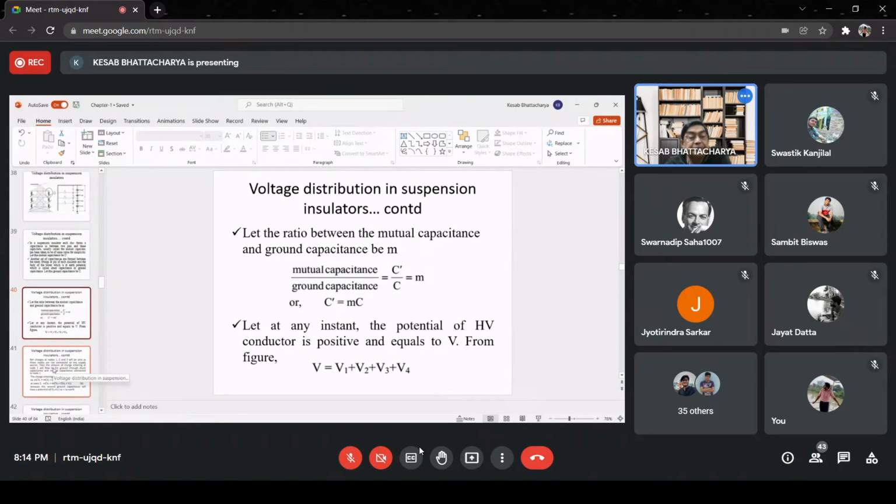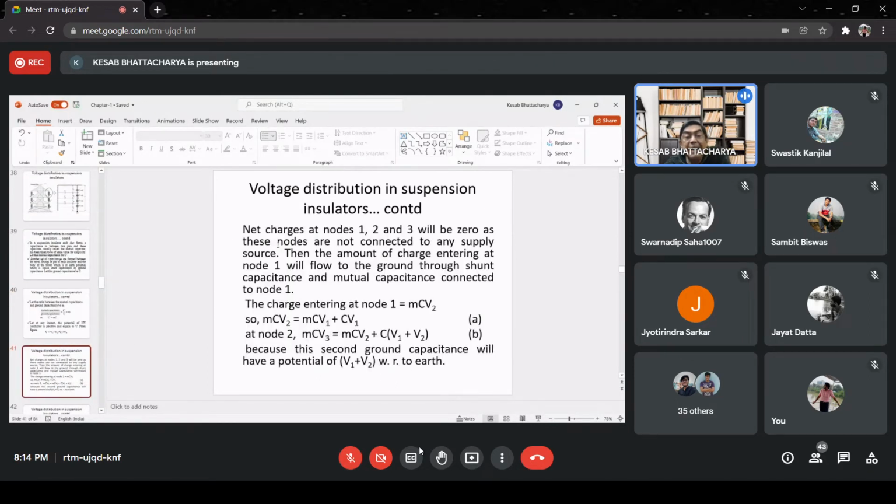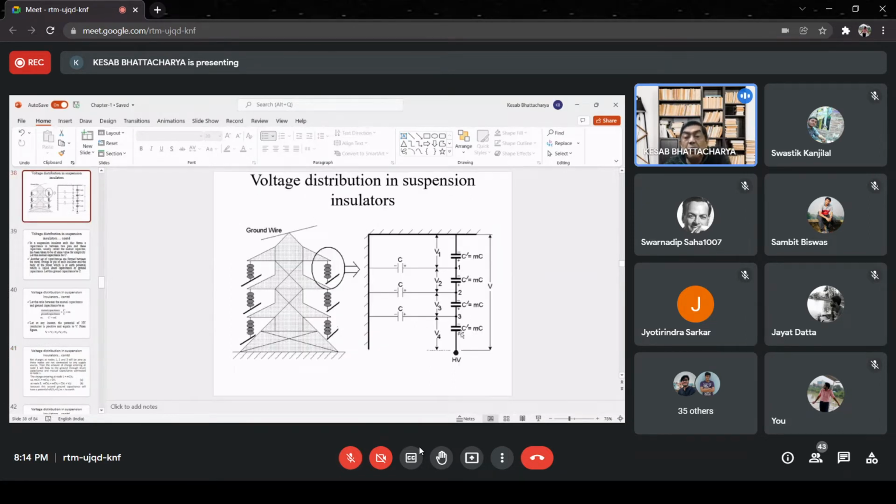Again, the net charges at nodes 1, 2 and 3 have to be 0 since they are not connected directly to any supply or any source of energy. Do you understand this point? Sir, can you please repeat?